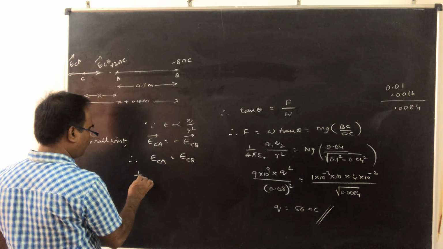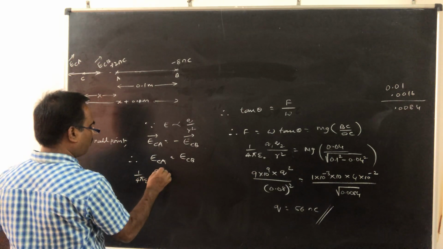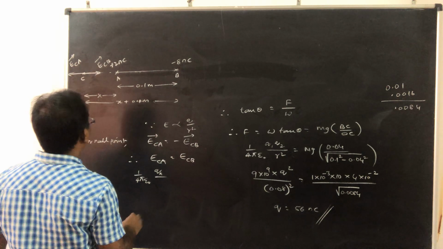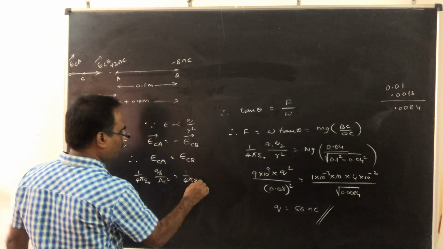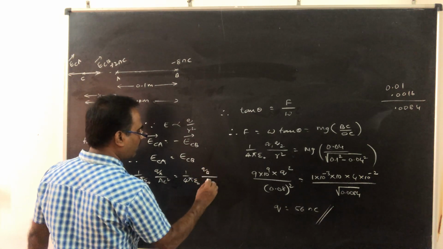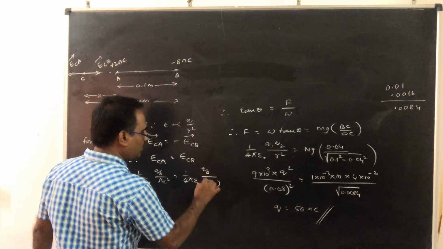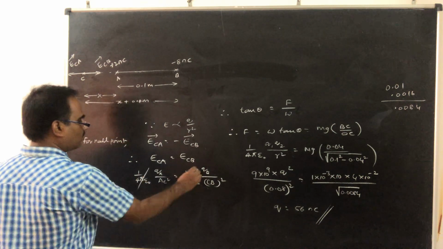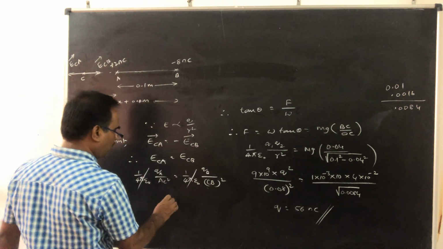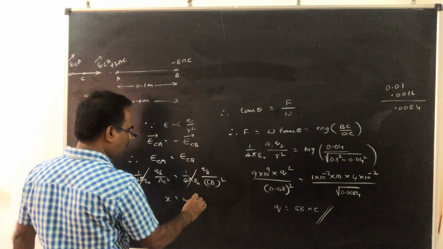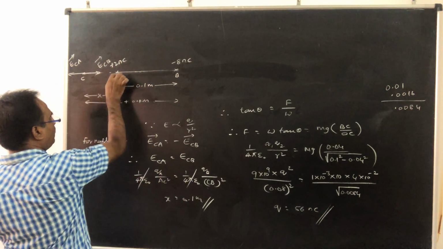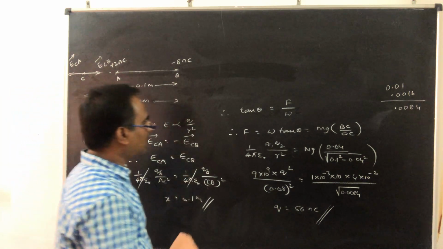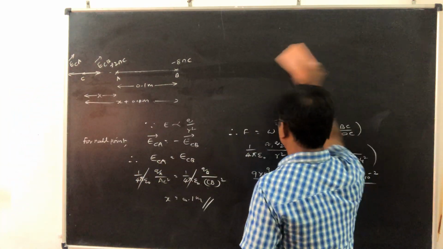Now 1 by 4 pi epsilon naught Q_A divided by AC square is equal to 1 by 4 pi epsilon naught Q_B divided by CB square. Now you substitute all these values and you find the value of x. It comes to be nearly 0.1 meter. That means at a distance of 0.1 meter from A, the resultant electric field can become 0.